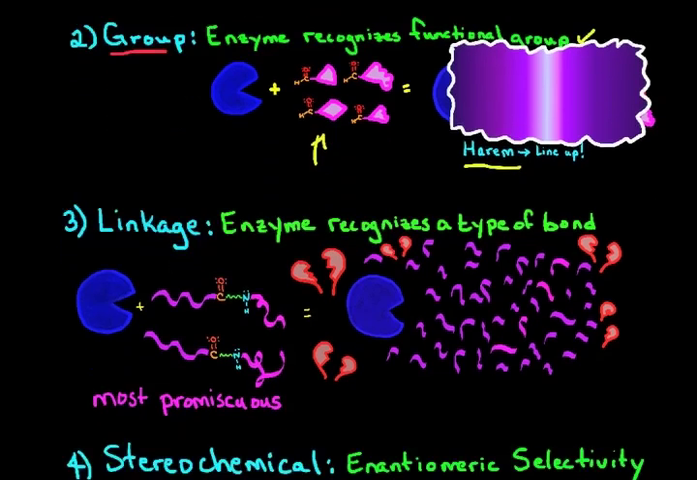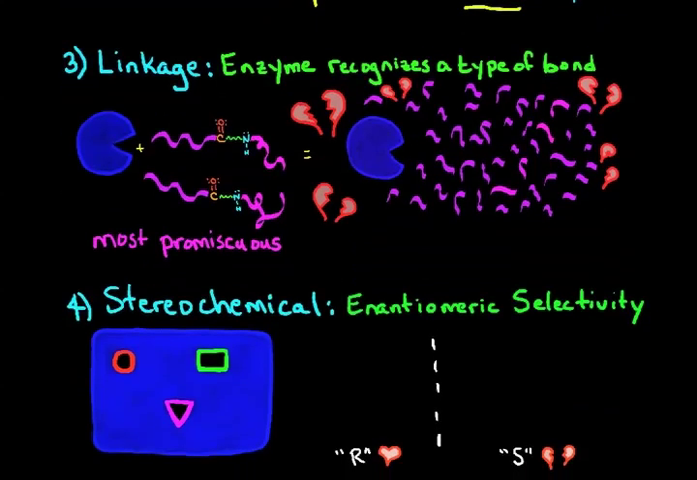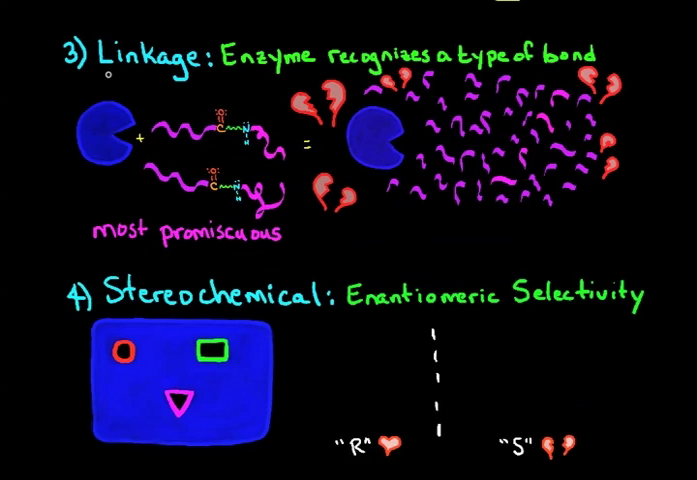All right. The last type of specificity is the linkage specificity. This is the Jersey Shore. This is the crazy, promiscuous kind of enzyme. All this enzyme needs, if you have linkage specificity, is a certain type of bond. So not even a specific functional group, really. You need a specific type of bond.